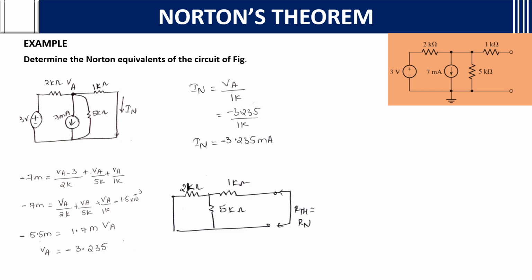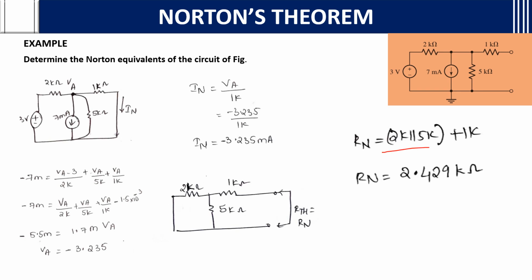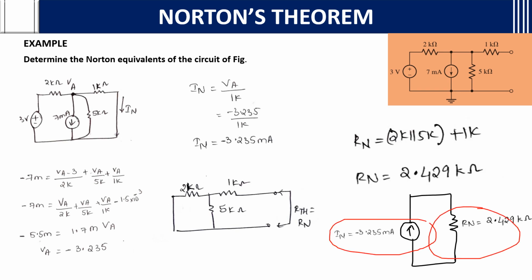Then now we want RN. For getting RN, we eliminate all the sources, only the resistances will be retained, 2K, 5K and 1K. If you see, 2K and 5K are in parallel and in turn they are in series with 1 kilo ohm. Then if you find the parallel resistance value of 2K and 5K and add it with 1K, you will get RN equal to 2.429 kilo ohms. After finding this, you will draw IN in parallel with the RN value. This last step is compulsory.